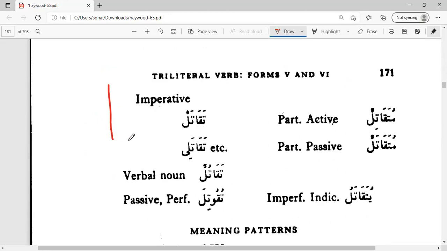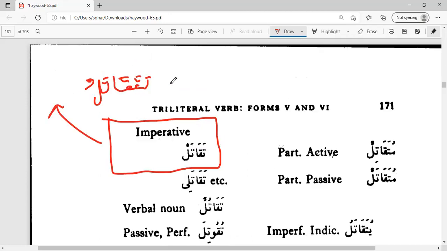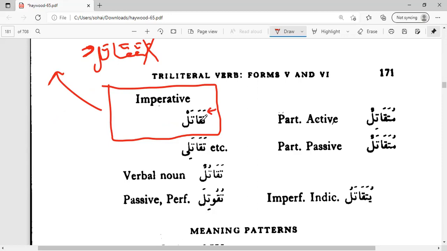How do you form a passive? Fi'l amr, imperative. So it was tatakatal. Takatalu. And we said the rule is that we drop the last letter, it becomes majzoom, so it becomes tataqatal, and then the first letter, the alamat al mudari or sign of mudari drops, so it becomes taqatal. There's no need to add alif because the first letter already has a haraka. Does that make sense? Taqatal, anta taqatal, antuma taqatala, antum taqatalu, anti taqatali, and so forth.